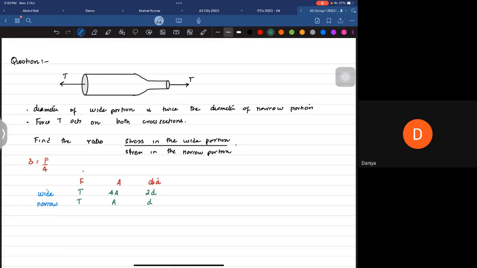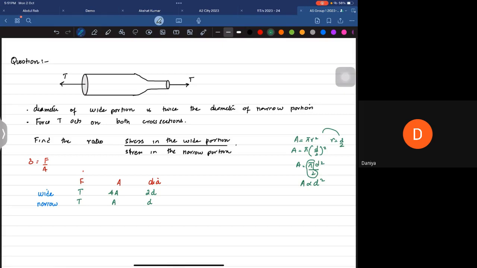Basically, area of any circular thing is pi r square. Radius is diameter by 2. When you put it inside, area becomes pi times d by 2 whole square, so area will be pi d square by 4. This is the actual formula, but we're not interested in finding the actual value of area. These two quantities are constant, so area is proportional to diameter square. If you increase diameter by 2, the area increases by 4. If you increase diameter by 3, area increases by 9. Do you get it? It's square of everything. Yes. Okay, and the force is the same.